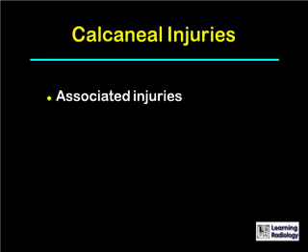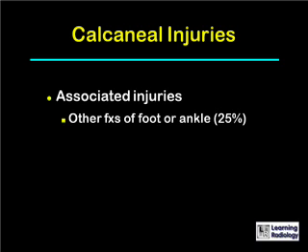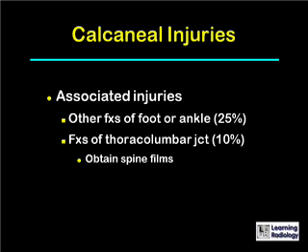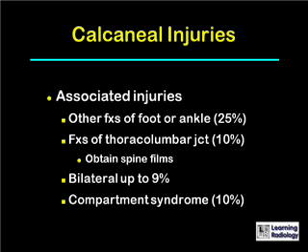There are injuries that are associated with calcaneal fractures. There may be other fractures of the foot or ankle in up to a quarter of cases. You should always obtain a view of the thoracolumbar junction because there may be fractures of the thoracolumbar junction in up to 10% of patients. Calcaneal fractures are bilateral in up to 9% of patients, and in about 10% of patients, a compartment syndrome develops which can lead to soft tissue injuries or nerve injury.